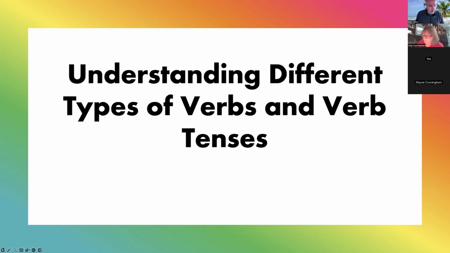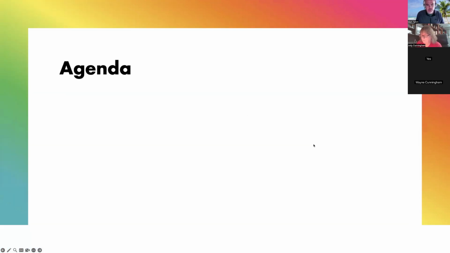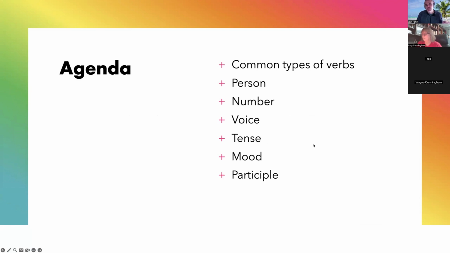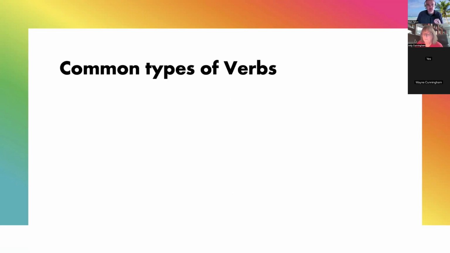So let's talk about what we're going to talk about. We're going to talk about just some common types of verbs: person, number, voice, tense, mood, participle, and aspect. And so we'll go through each of these. There's quite a few slides, quite a lot of information to cover, so just let me know if you have a question.